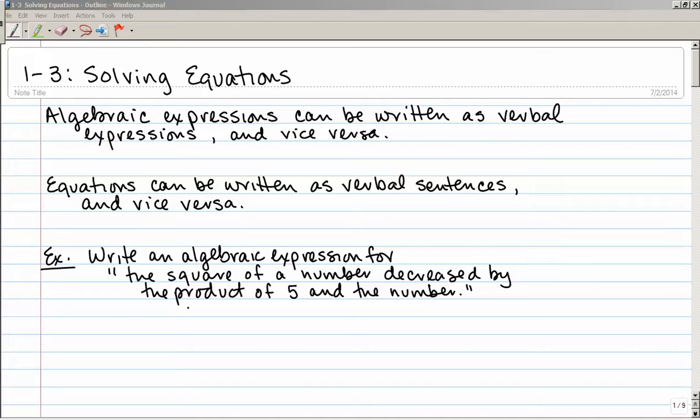So the square of a number is going to be x squared. Decreased by is subtraction. The product means multiplication. The product of 5 and the number, that's going to be 5 times the same number, which is x. So my final answer as an algebraic expression is x squared minus 5x.